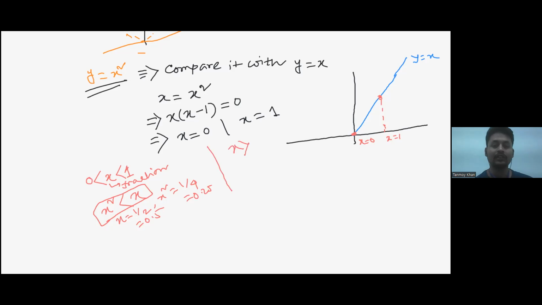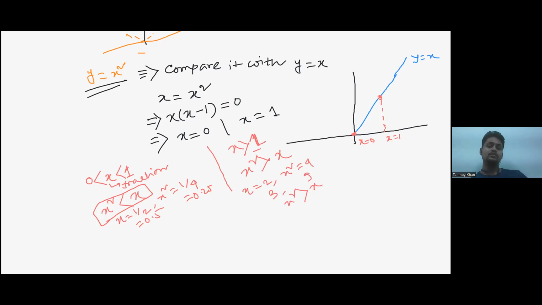Whenever this x is greater than 1, obviously x square is always greater than x, right? Why? Let's say x is 2, x square will be obviously 4. Whatever value you take, x square is always greater than x.